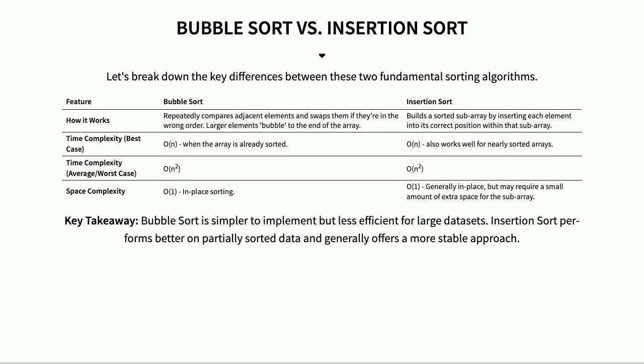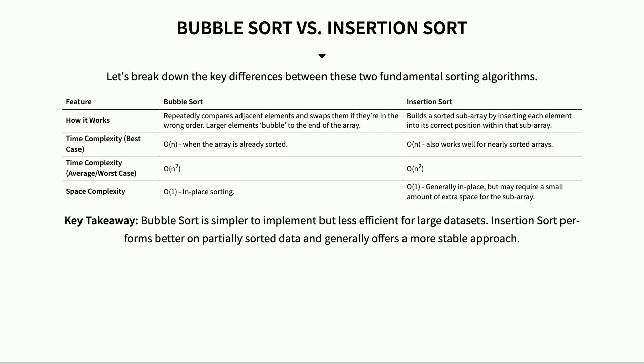Okay, let's talk about how bubble sort and insertion sort stack up against each other. Both are simple sorting algorithms, but they work in different ways. Bubble sort repeatedly compares adjacent elements and swaps them if they're out of order. Think of larger elements slowly rising to the top like bubbles. It's easy to code, but it can be slow for bigger lists because it has a quadratic time complexity.